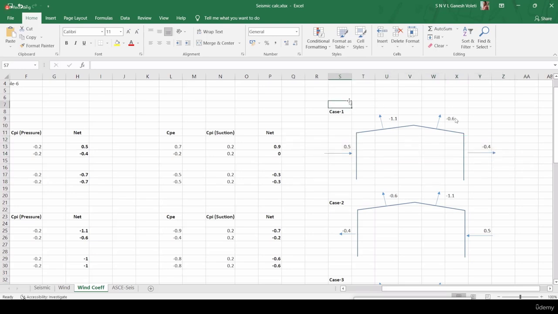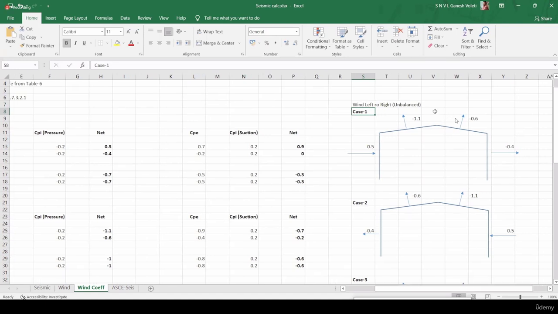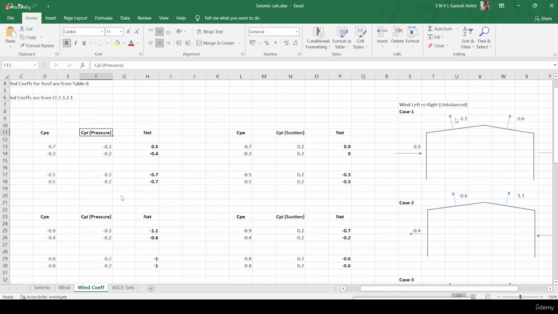So we can call it wind left to right, unbalanced condition. Why am I mentioning unbalanced here? There are two cases we have to see, one is unbalanced and one is balanced. Pressure will be always unbalanced. Why? Pressure will be always unbalanced.